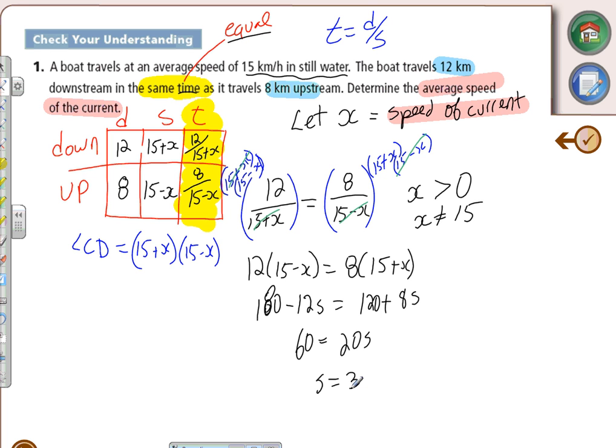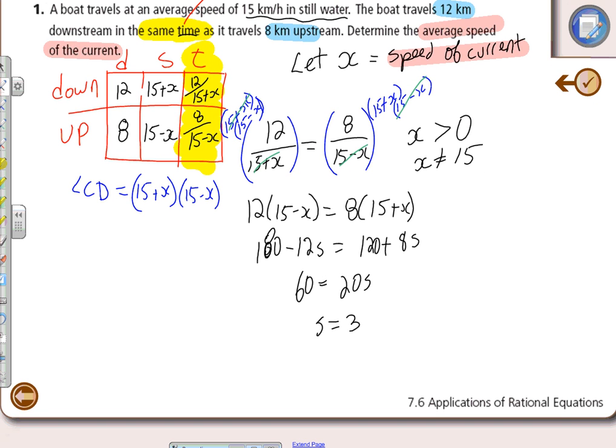Now, does that make any sense? First of all, is it between these two? Yeah, it's between 0 and 15. And it's lower than that by quite a bit. So yeah, that's starting to make a little bit of sense.